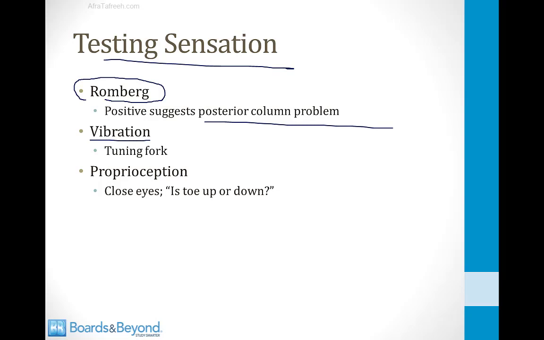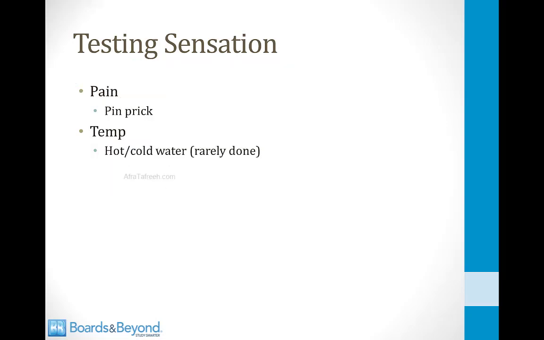Vibration is tested with a tuning fork. You start it vibrating and you place it on different portions of the body and see if the patient can feel it. You can test proprioception directly in addition to the Romberg test by just asking the patient to close their eyes, and then you move their toe up and down several times and then stop and ask them if they can detect whether it's up or down with their eyes closed. You can test pain with a pinprick, and then temperature is very rarely tested, but you would do it by asking the patient to put their fingers or their toes in hot or cold water.